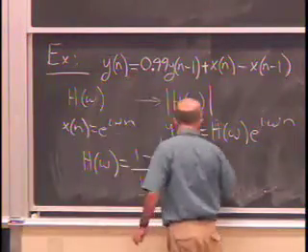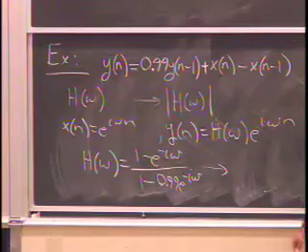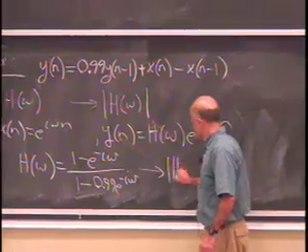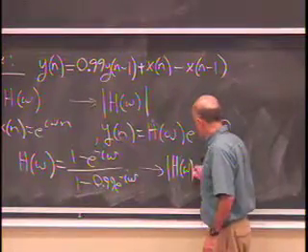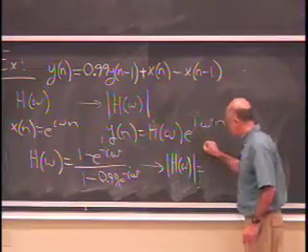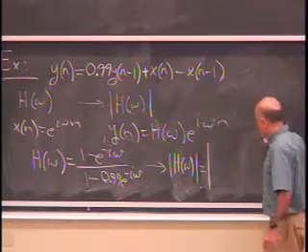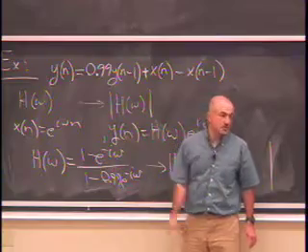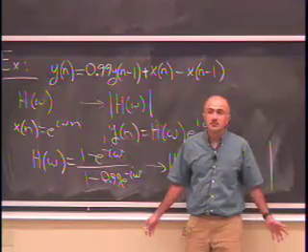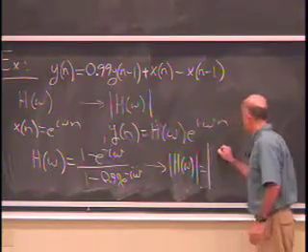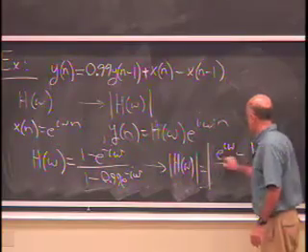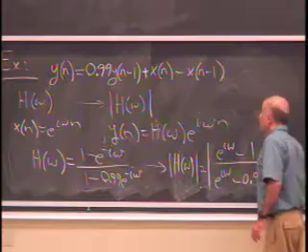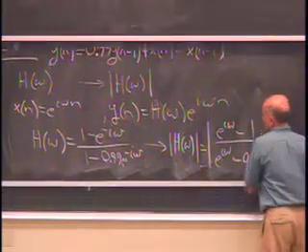Now, to find the magnitude response, I'll do this part myself because we're running out of time. To find the magnitude response, I first multiply the numerator and denominator by the power I need to get rid of all the negative powers. And what's that? E to the I omega. So in the numerator, I'll have e to the I omega minus 1. And in the denominator, I have e to the I omega minus 0.99. Okay?